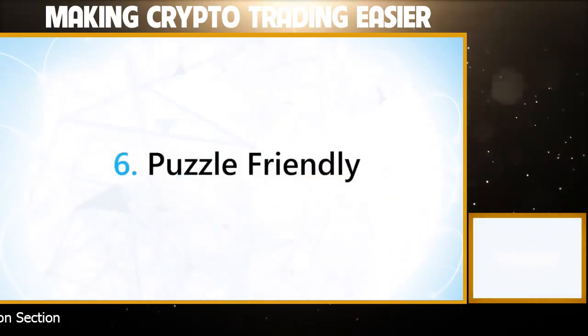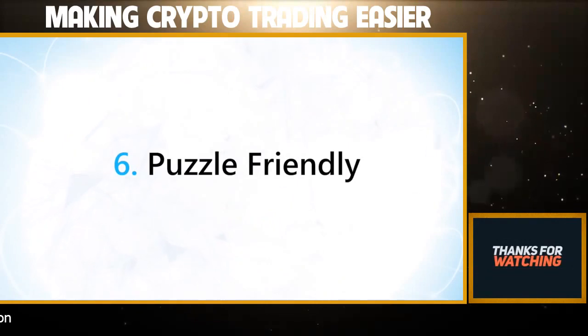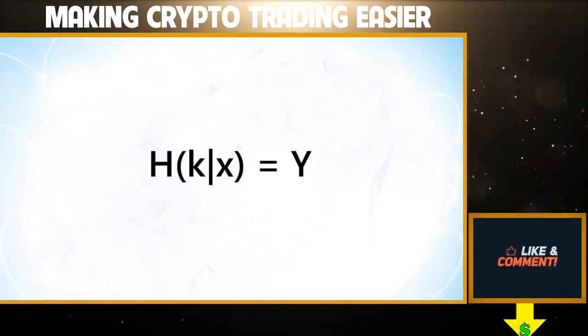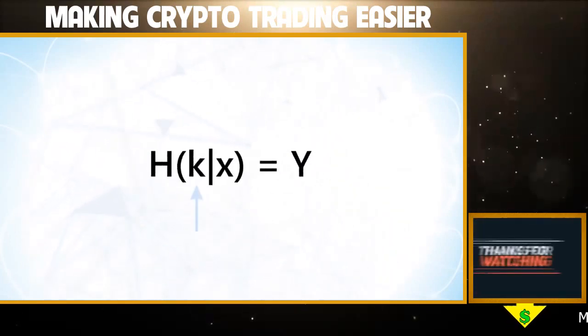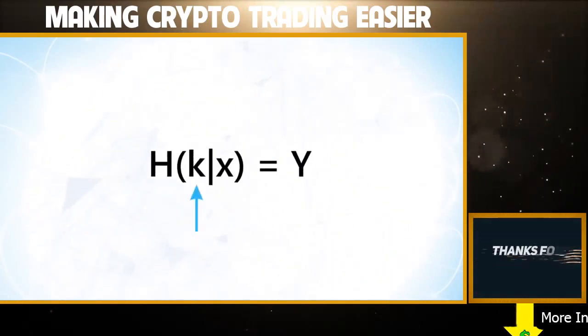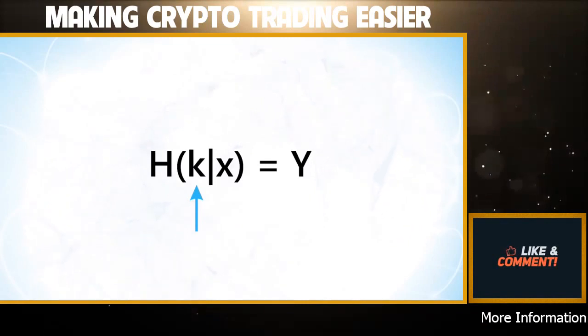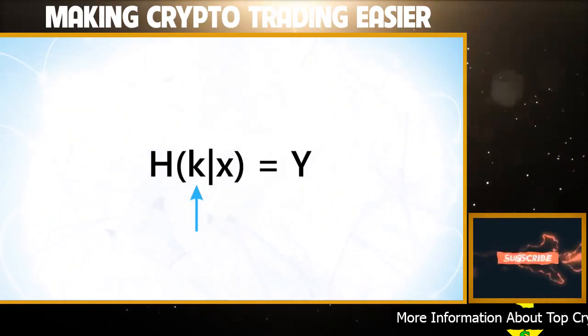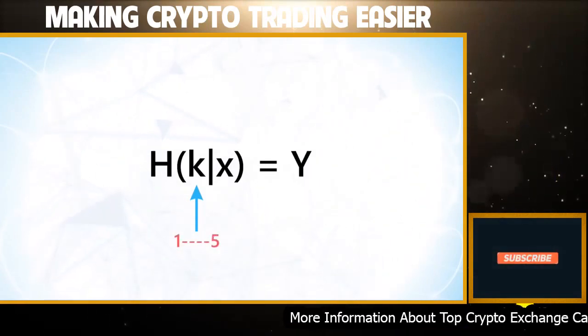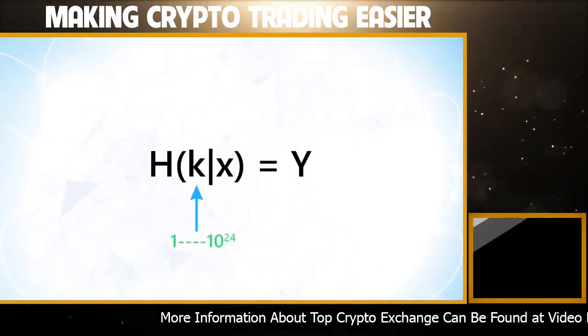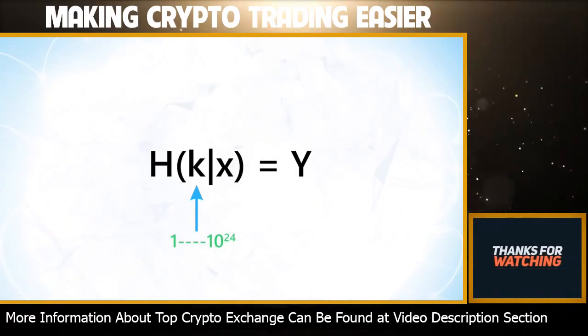Property 6. Puzzle-friendly. This is a pretty complex property, and it's represented in some form by this complicated-looking equation here. But math is hard, so let's turn this into words and pictures. K represents a particular value chosen. In order to fit this property, the value has to be chosen from a significantly large distribution of points. To choose a number between 1 and 5, for example, would not be sufficient. Choosing a number between 1 and 1 septillion would be significant enough distribution for a cryptographic hash.